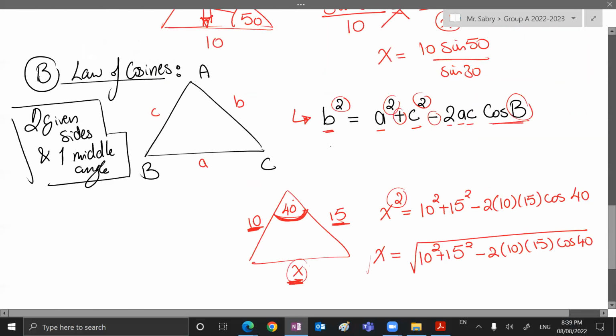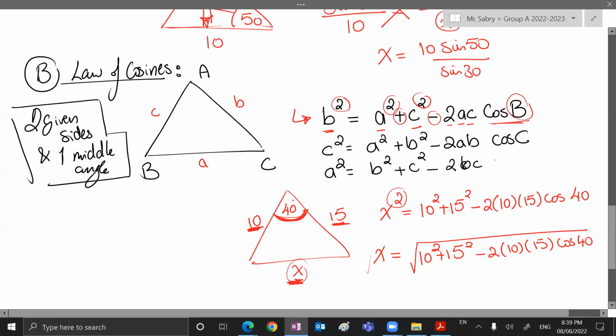You mean if it's any other side? If I need to find c squared, then it will be equal to the other two sides squared minus 2 multiplied by the same two sides times cosine the middle angle. If I need to find a squared, it will be equal to the other two sides squared minus 2 times the same two sides cosine the middle angle. Is that your question, or are you talking about something else?